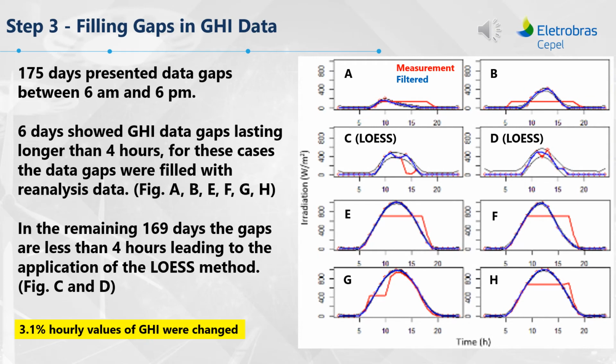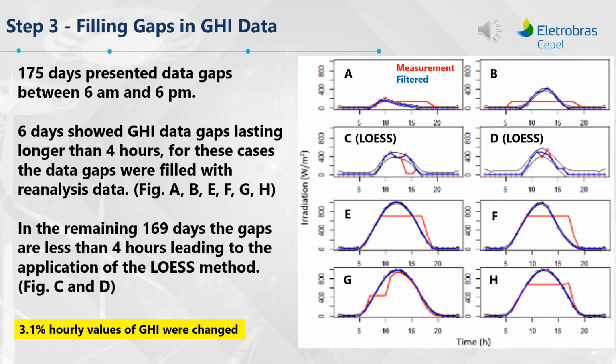In the case study, 175 days present data gaps between 6 a.m. and 6 p.m. Among them, 6 days show GHI data gaps lasting longer than 4 hours. Hence, for this case, the gaps were filled by the respective reanalysis data. The 6 cases are shown in the figure on the right. In the remaining 169 days, the gaps are less than 4 hours, leading to the application of the Lowess method. Two examples are shown in the figure on the right.